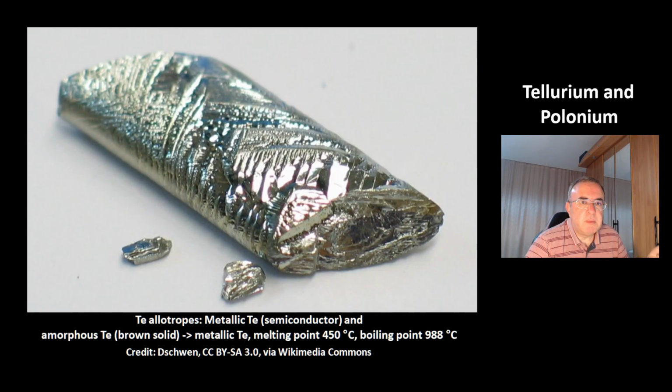There are 2 tellurium allotropes. Allotropes are different forms of the same chemical element. The stable allotrope is metallic tellurium, which is a semiconductor. And there's amorphous tellurium, which is a brown solid, and it slowly converts to metallic tellurium. Melting point is 450 degrees Celsius, and the boiling point is 988 degrees Celsius.